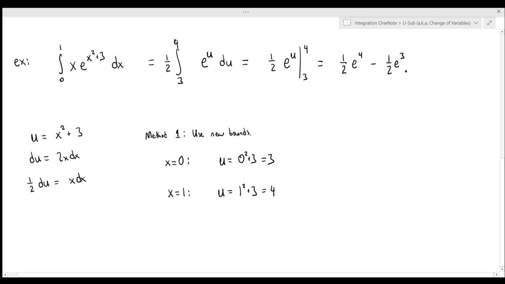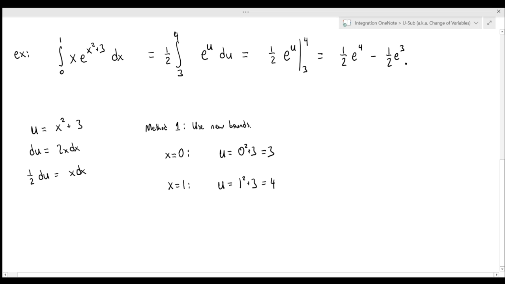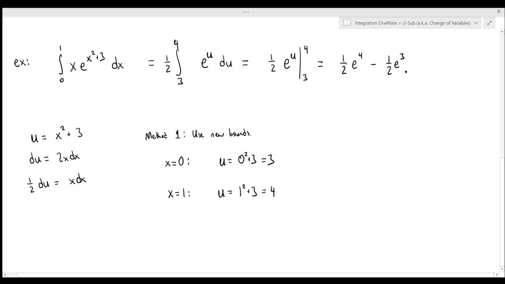Okay? All right, so any questions about this example so far?